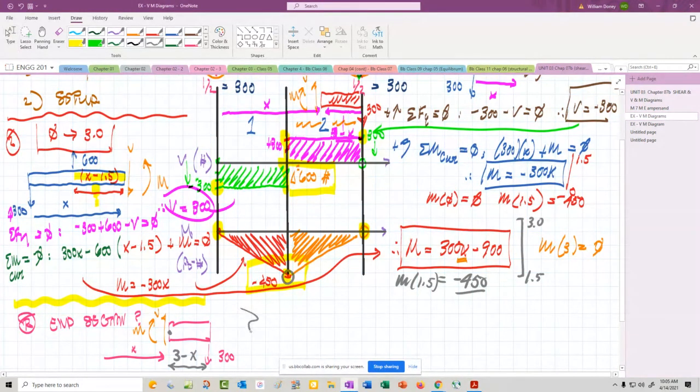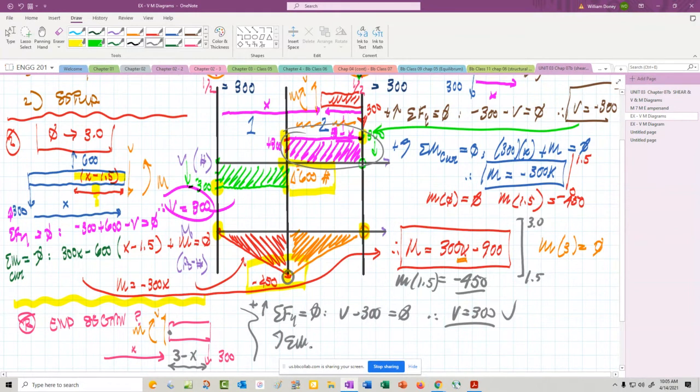So let's go through and do that just as a check. I sum forces in the y direction equal to 0, positive up. I'm going to get shear minus 300 equals 0. Therefore, shear equals 300. That corresponds to this. So that's cool.